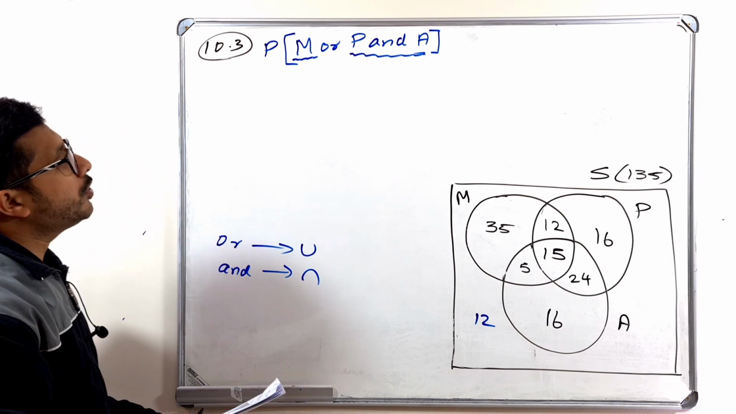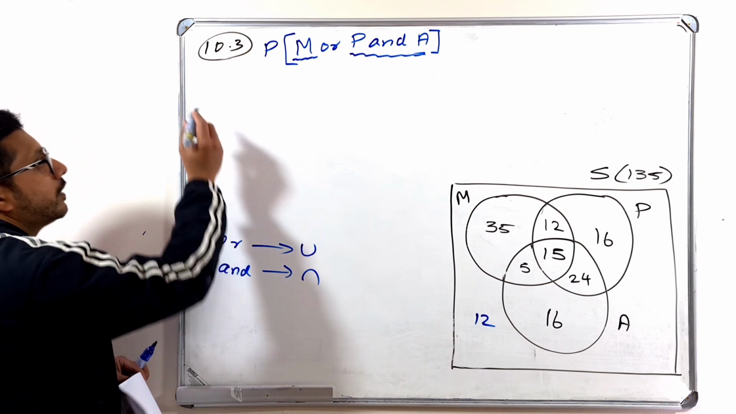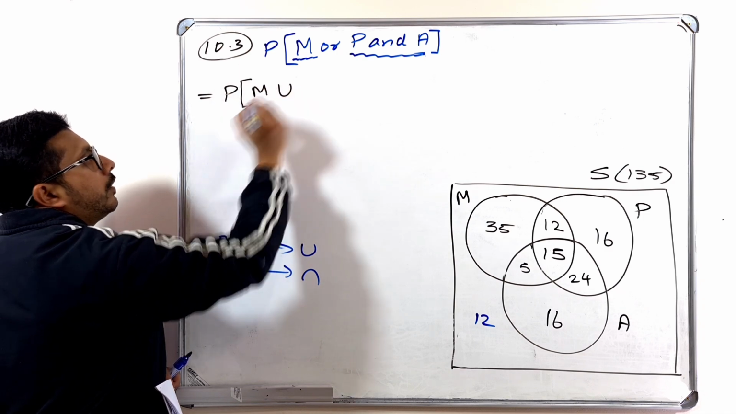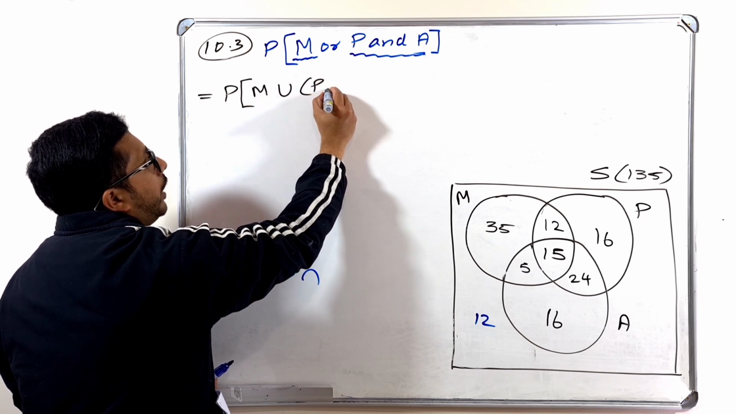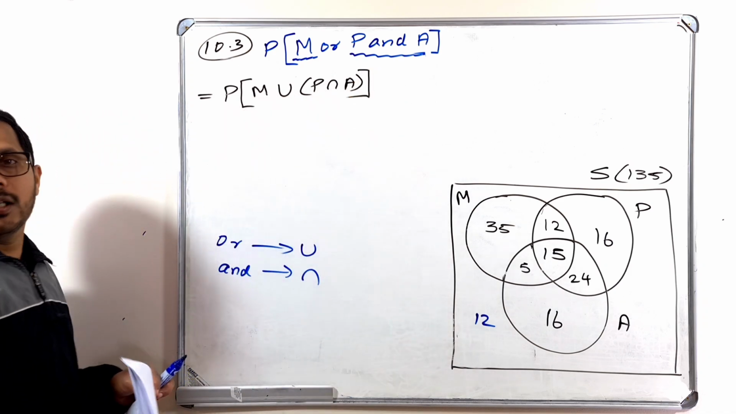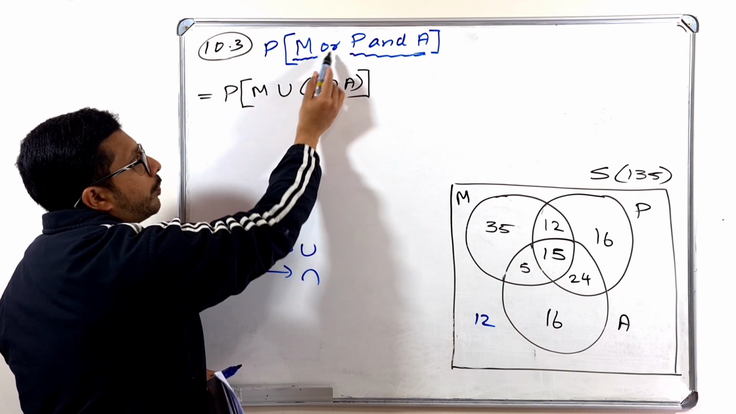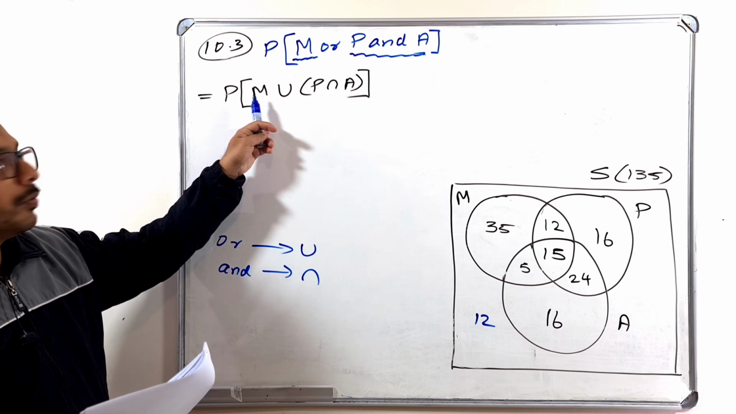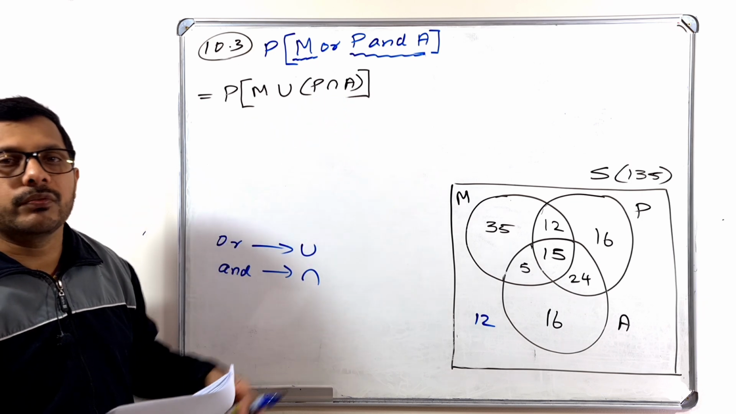So the probability of maths or physical science and accounting, we can write like this. This is the probability of maths union, or means union. Then physical science and accounting, and means intersection: physical science intersection accounting. So in effect we have to find the probability of maths union physical science intersection accounting. That is what we want to find.